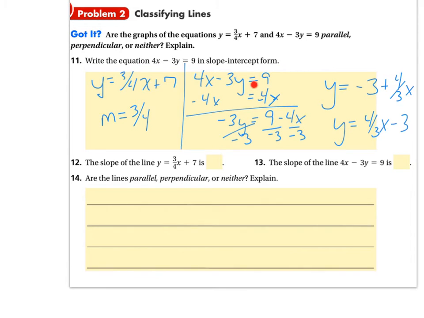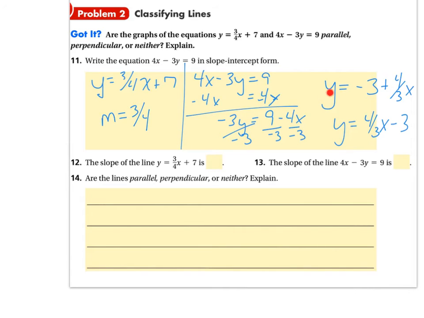The second equation we need to put into slope-intercept form. So I need to isolate the y. The first thing I'm going to do is subtract 4x from both sides. So I get -3y equals 9 minus 4x. Now to isolate the y, I'm going to divide both sides by -3.